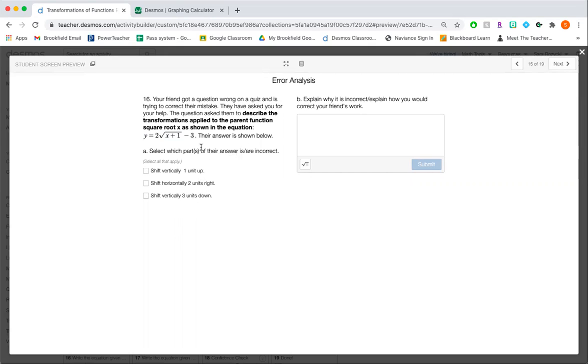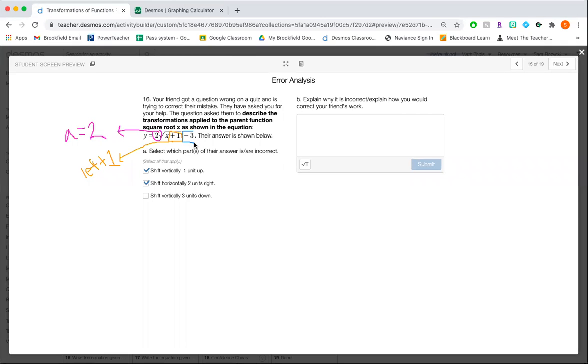So this says select which parts are incorrect. Well, the 2 on the outside here, this is being multiplied by 2. This is my a value. So that's my shrink or my stretch. So horizontal shift right 2 units. That doesn't make any sense here. Also, because the horizontal shift here is right here, it's the +1, and that's a shift left 1, which also means that my vertical shift is not up 1. My vertical shift, the only part that your friend got right here was the -3.